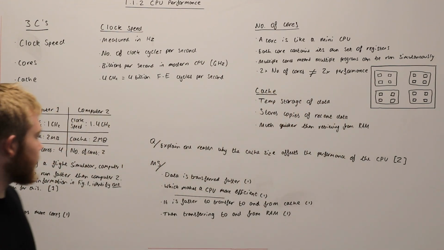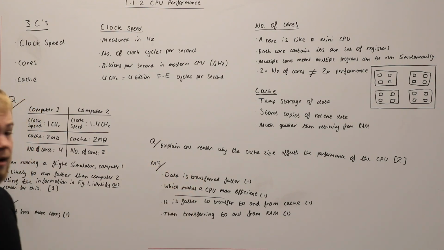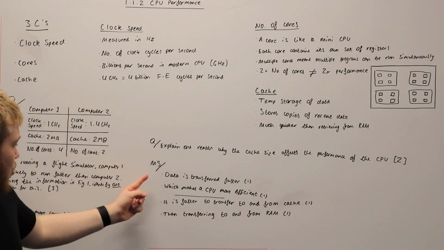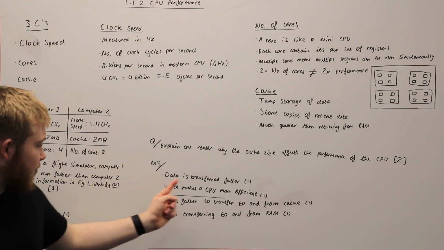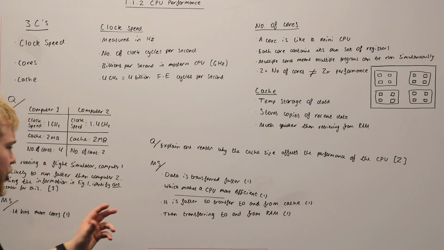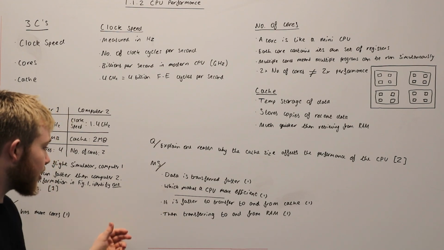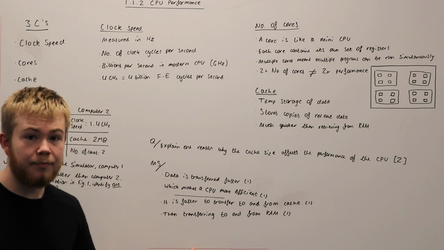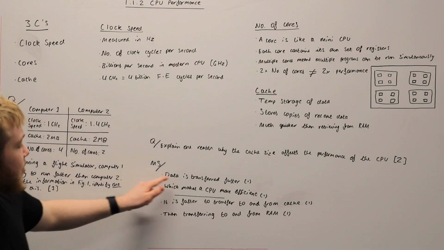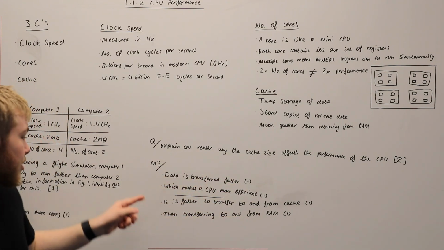Let's take the second question. Explain one reason why the cache size affects performance of the CPU. Now this is 2 marks. So there's 2 routes you can go down with this question. One route: data is transferred faster, which makes the CPU more efficient. Or you could say, it is faster to transfer to and from the cache than transferring to and from RAM. So that's the other way you could go. Both are correct, but either one. But you can't say data is transferred faster than transferring to and from RAM, because it's either or.